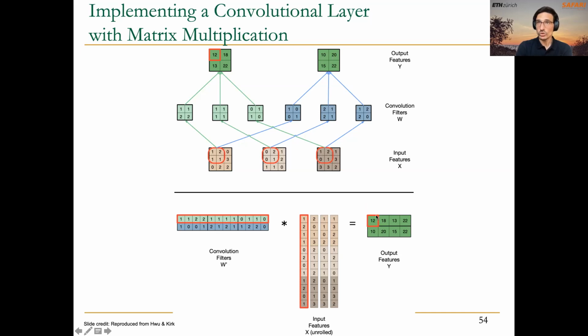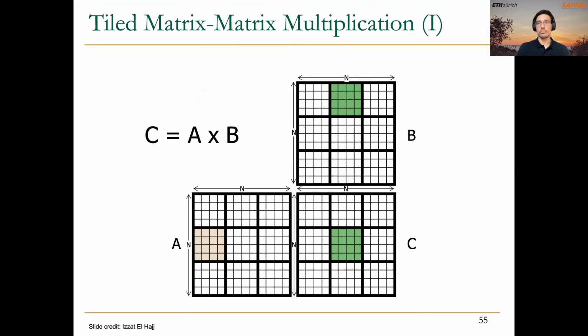So now if we want to calculate this value 12, the only thing that we have to do is perform the dot product of this row of matrix W times this column of matrix X. And this way we obtain this element 12. And we already know some ways of optimizing matrix multiplication in its execution on GPUs by using tiling.